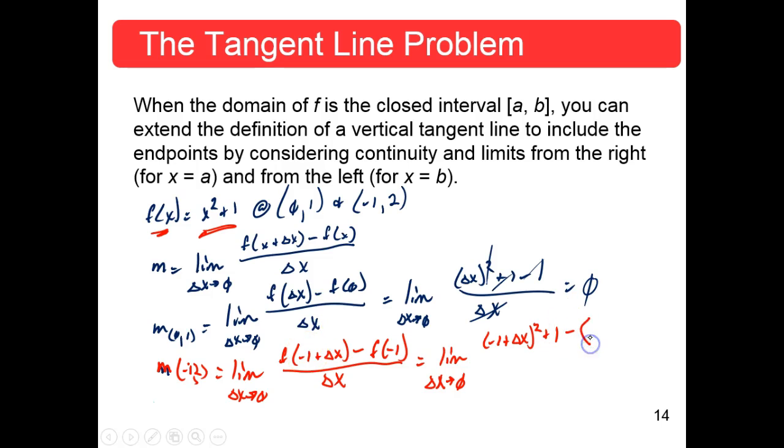Minus, now you plug in a negative 1 up here. And what does that give you? 2. Okay? Now, that's what we got here too, so that makes you feel warm and fuzzy about it. And this is all over delta x. Okay, now we've got to square negative 1 plus delta x. How do we do that?